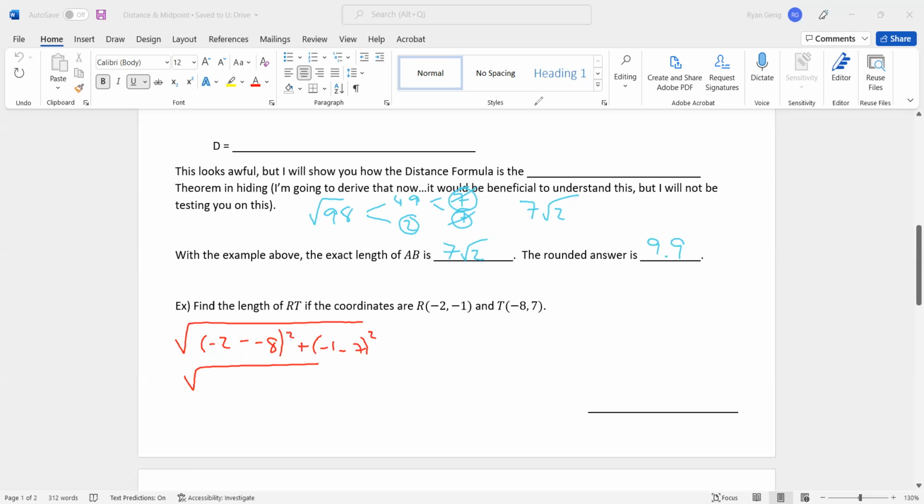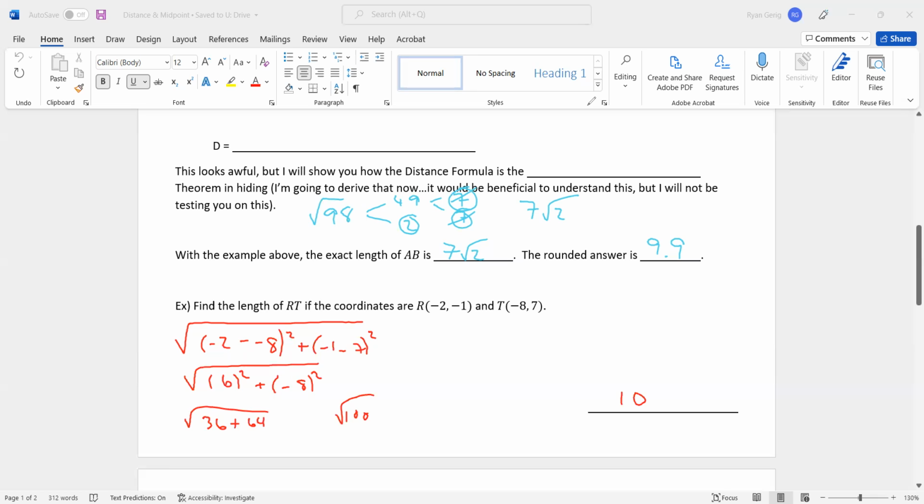-2 minus negative, so that's -2 plus 8 is 6 squared. And then -1 minus 7 is -8 squared. 6 squared is 36. -8 squared is 64. 36 plus 64 is 100. Square root of 100 is 10. It worked exactly. Now I'm going to show you a quicker way.